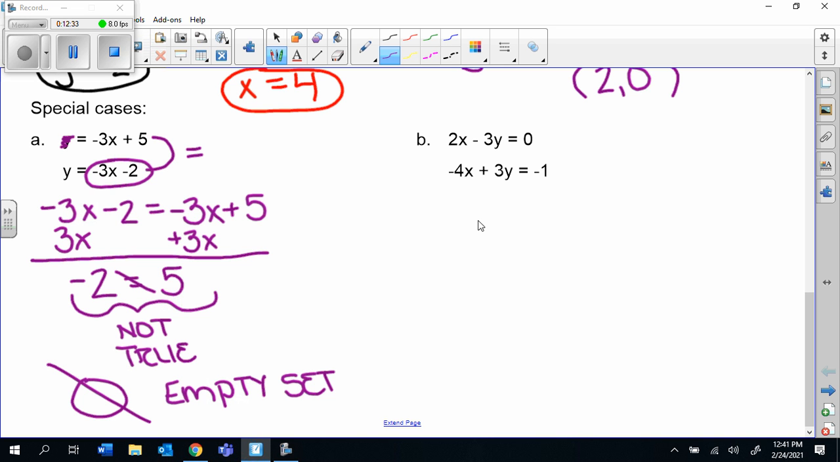The other special case is literally the opposite of this. So let's solve this for one of the variables. This is going to be a little bit more complicated. Oh, this one is better set up for elimination. Let me circle back to this one, and I will show you what happens with this one in a little bit.